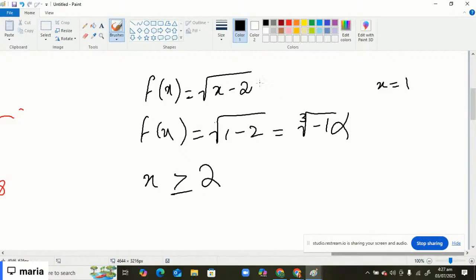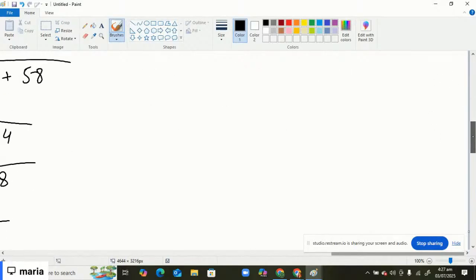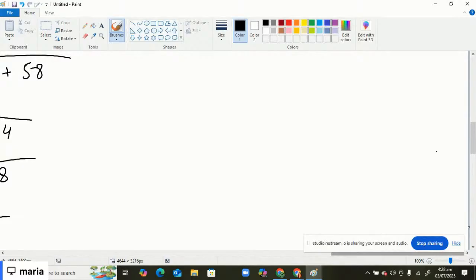When it's equal to 0, that should be 0. If it's greater than 0, then for example 3 minus 2, so it's 1, so it's positive 1. So that is applicable for the domain. Hope you guys understand this. Hope you guys understand the domain.